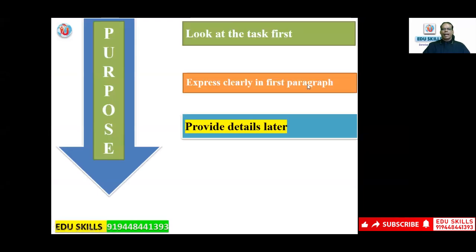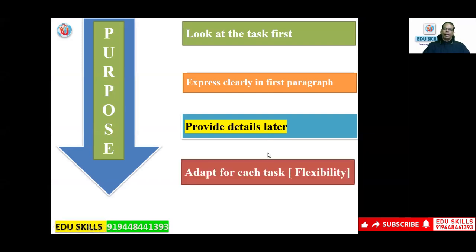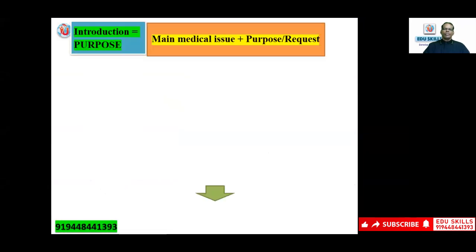So purpose: look at the task first, then express it clearly in the first paragraph, provide details later, and adapt for each task. Flexibility is the key. This is the board you have to remember. Write down before you start every letter, in caps, flexibility. Okay, there's the key.